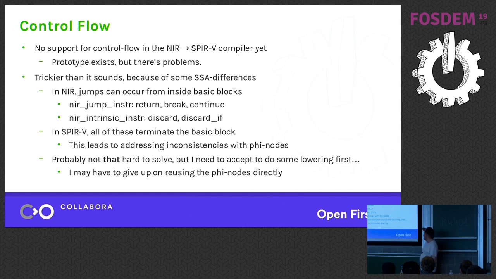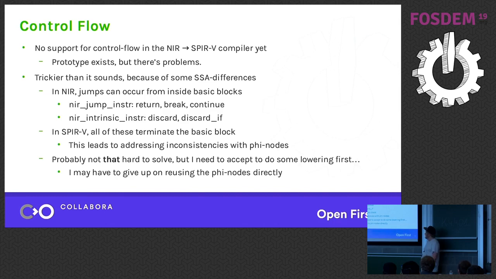I have some prototype, but that crashes and burns in some cases. It's trickier than it sounds, and the reason for this is these SSA differences that I talked about. In NIR, jumps can occur from anywhere inside a basic block, which is a very creative way of defining a basic block, I think. So for instance, NIR jump and return, break, continue, these can all do it, and some intrinsics also have implied control flow modifications like discard.